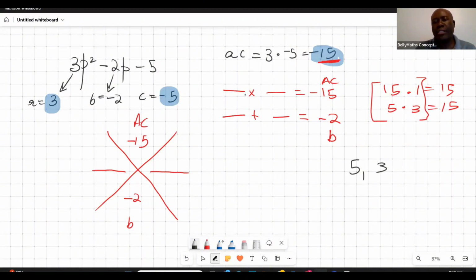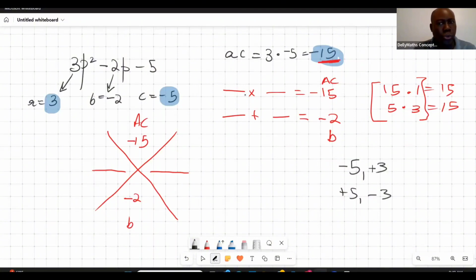So we could think about this now. Whenever AC is negative, and this is something you have to pay attention to, when AC is a negative number, one of my pair will be positive and one will be negative. So either I'll have -5 and a +3, or I'd have a +5 and a -3. It's going to be one of these.